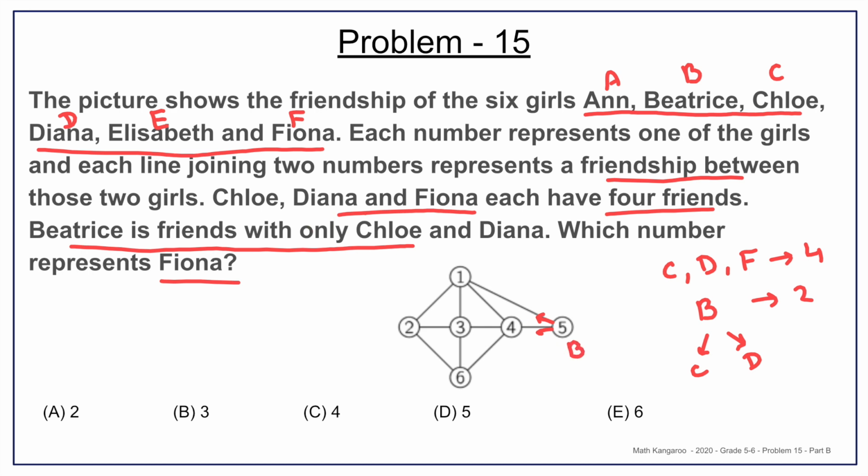Now the question says Chloe, Dinah, and Fiona each have 4 friends. Number 1 has 4 friendship lines, number 3 has 4 friendship lines, and number 4 has 4 friendship lines. Since Patricia is friends with only Chloe and Dinah, these are Chloe or Dinah. Now there are only 3 numbers with 4 friendships. Chloe and Dinah already have their numbers, 1 or 4. Number 3 is left, so 3 is Fiona. So our answer is option B, 3.